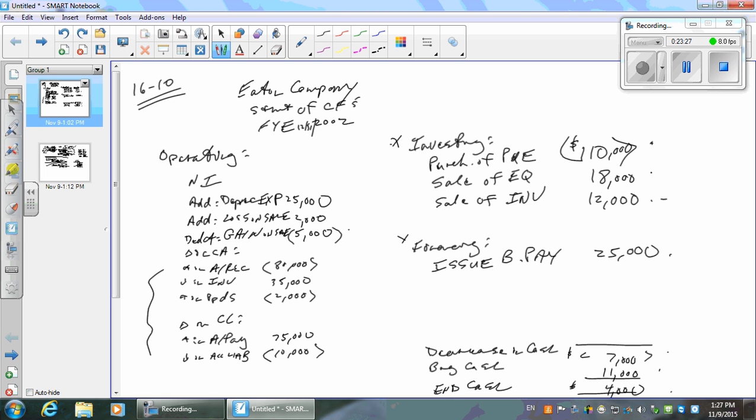Why do I net them here in the current assets and current liabilities? Why do I just show the change? It's a whole bunch of real small transactions, right? How many times do you debit accounts receivable during the year? Oh man, every time you sell on credit. How many times do you credit accounts receivable during the year? Every time a customer pays me. I don't show them all, right? They're real small. I just show the change. Got it? That's the indirect method.